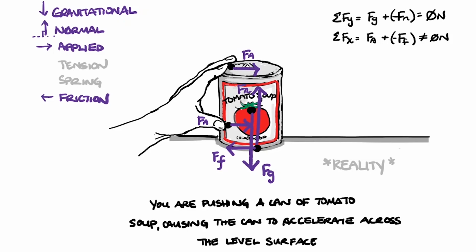Even though we simplify an object down to a dot that represents the object's center of mass, the center of mass being the average position of all particles in that object, we are cognizant of the fact that these forces are exerted at different locations on this three-dimensional object. Let's try a few more common examples.